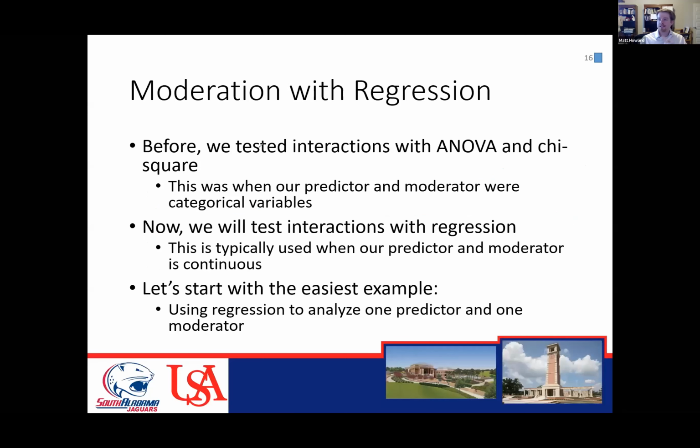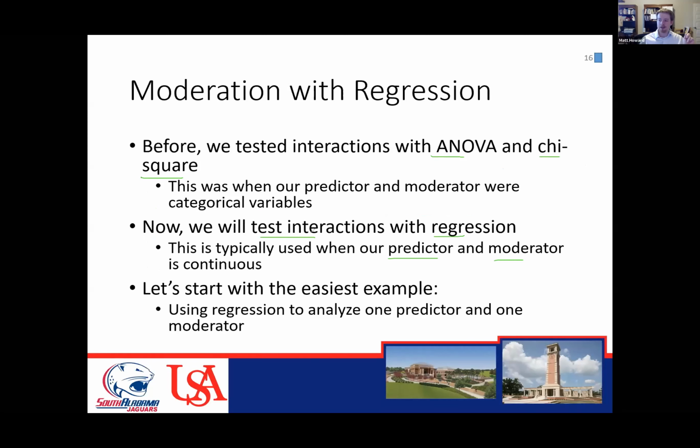Okay. So before we tested interactions with ANOVA and chi-square, and once again, this was when our predictor and moderator were categorical variables. Now we're going to test interactions with regression. This is most commonly used when our predictor and moderator are continuous. So it's most common when both of them are continuous, such as job satisfaction and job commitment, but it could be any continuous variables.